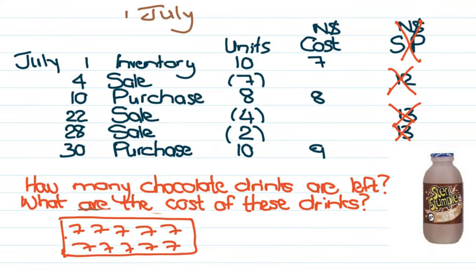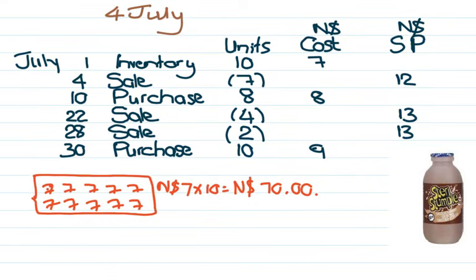And each one costed $7. So I have $7 times 10 equals $70. So this is what I have after the 1st of July. Now on the 4th, we sell 7 units. So the only units that we had is the ones that I bought for $7. So now we are going to sell 7 of these units. So let me just take them out. 1, 2, 3, 4, 5, 6, 7.